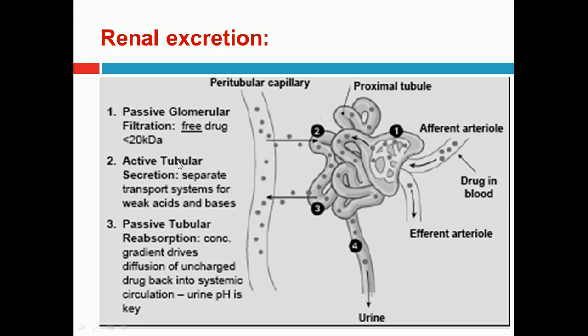Then there is active tubular secretion, separate transport system for weak acid and weak bases. These are active. So the difference here from glomerular filtration, that was a passive process, while tubular secretion, what is tubular secretion? Anything that comes from the urine lumen into the blood supply. This is called active. This is an active process with the help of energy. And there are two different systems, two different transporters present for the transport of drug from the tubule into the blood.